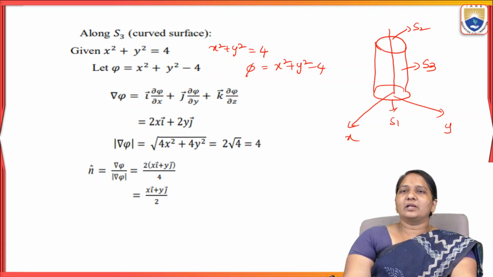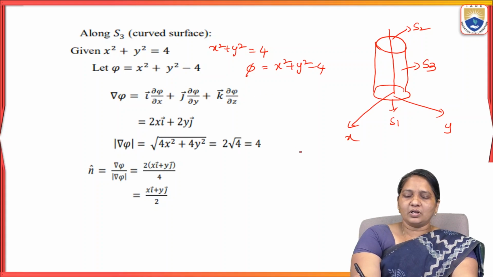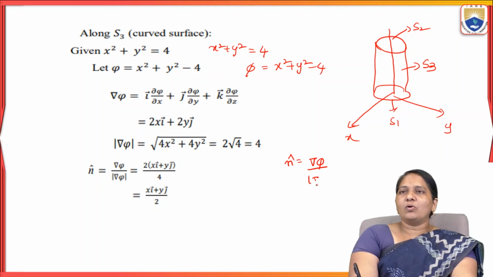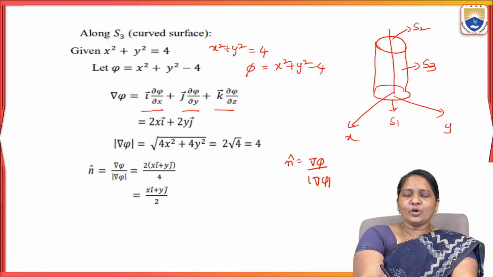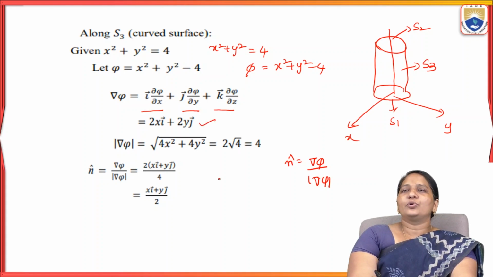Now we are going to calculate the unit normal for this surface. First of all, to know the unit normal, what is the formula? n cap equals del phi by the modulus of del phi. What is the del phi value? Del phi is i dou phi by dou x plus j dou phi by dou y plus k dou phi by dou z. With respect to x, x square gives 2x. With respect to y, this is 2y. With respect to z this is 0. So finally 2xi plus 2yj.